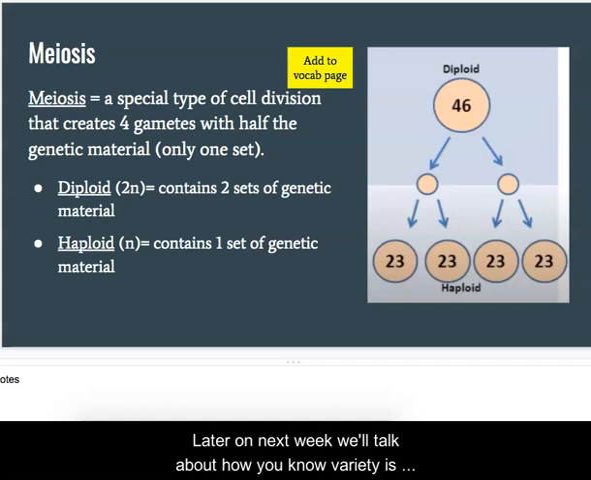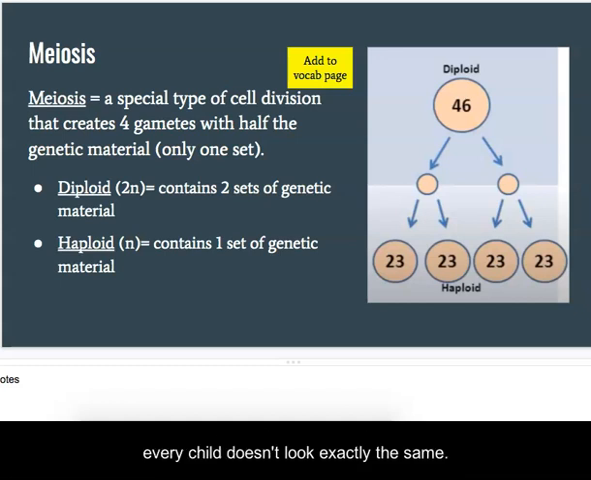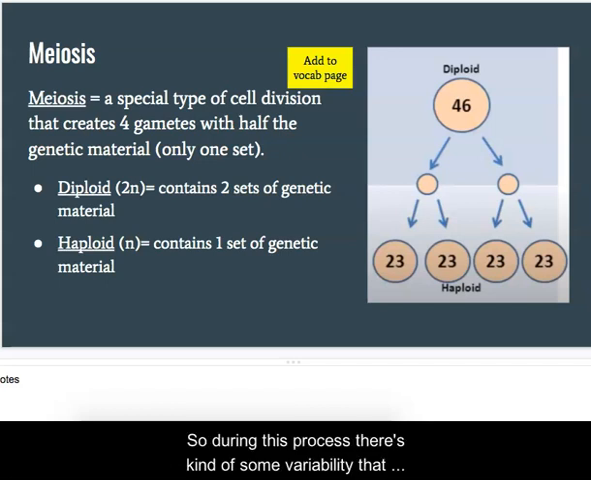So later on next week, we'll talk about how variety is introduced, right? Every sibling doesn't look exactly the same. Every child doesn't look exactly the same. So during this process, there's kind of some variability that happens, but we end up with 4 unique gametes, 4 unique eggs or 4 unique sperm that will then later come together.